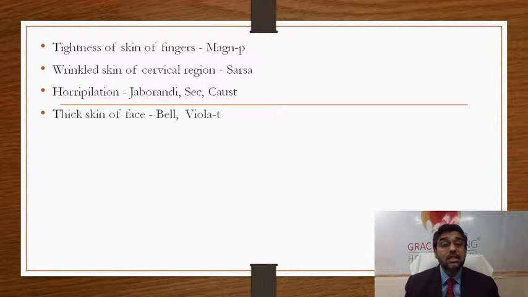Thick skin of the face. Yeah, Dr. Belwalkar says abrotanum. Yes. So thick skin of the face, always remember belladonna and viola tricolor. It is not viola odorata. It is viola tricolor.